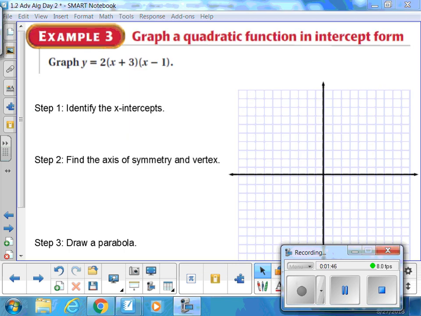All right, go ahead and jot down this equation. While you're writing it down, I'll tell you this 2 out front will tell me that we're opening up and we're pretty skinny. It's just like always, we're looking at that number out front.